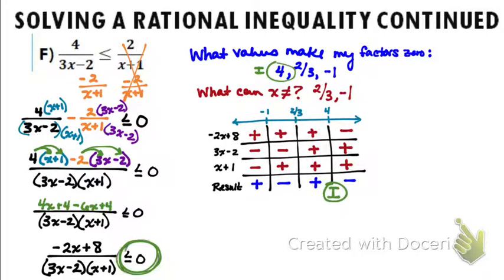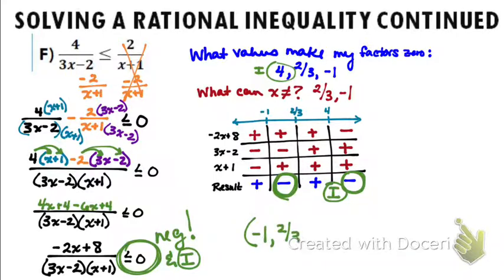Yep, right down here. Less than 0. I want my negatives. And we have to make sure anything that gets "or equal to" gets included there. So I want this interval, and this interval. Parentheses or brackets for my first interval? Parentheses. -1 to 2/3. It cannot be equal to either of those, because those would make my denominators 0.